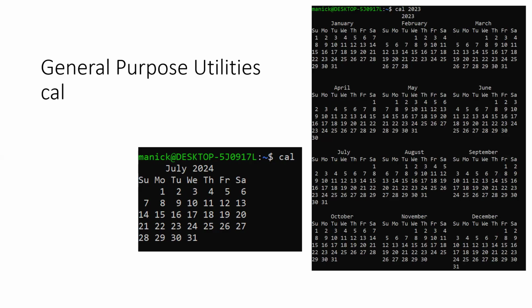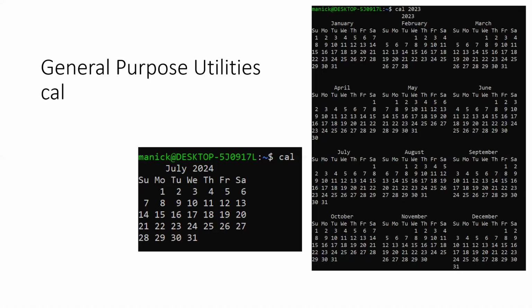Hello everyone. In this session, we are going to see the general purpose utilities on a basic Linux environment. So first we will start with the command cal. It is a simple yet handy command and it displays a calendar in the terminal. If you type cal by itself, you will get the current month by default.